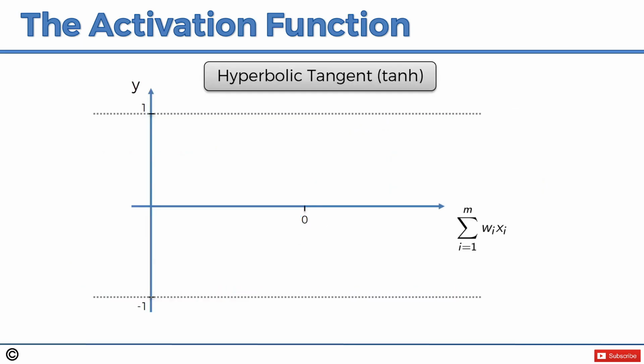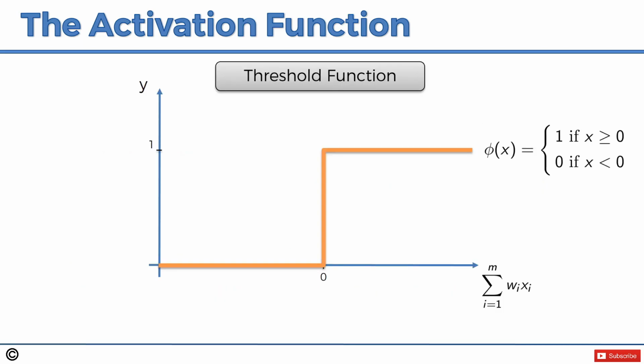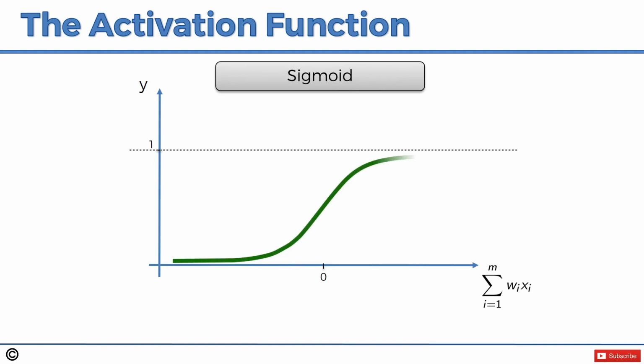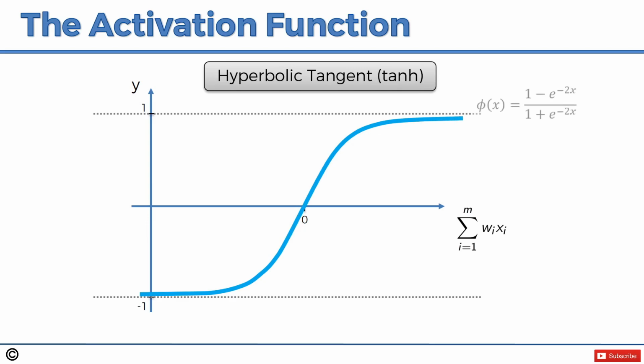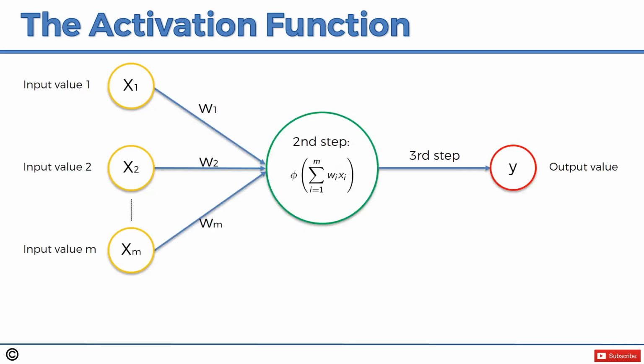So just to quickly recap, we have the threshold activation function, which looks like this, the sigmoid activation function, which looks like this. We have the rectifier function, and we have the hyperbolic tangent function. And now to finish off this tutorial, let's quickly do a few exercises. So we'll just do two quick exercises to help that knowledge sink in.